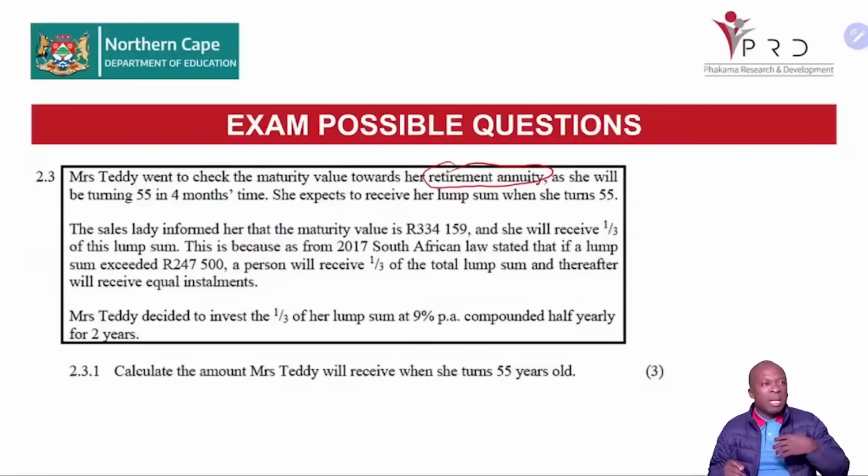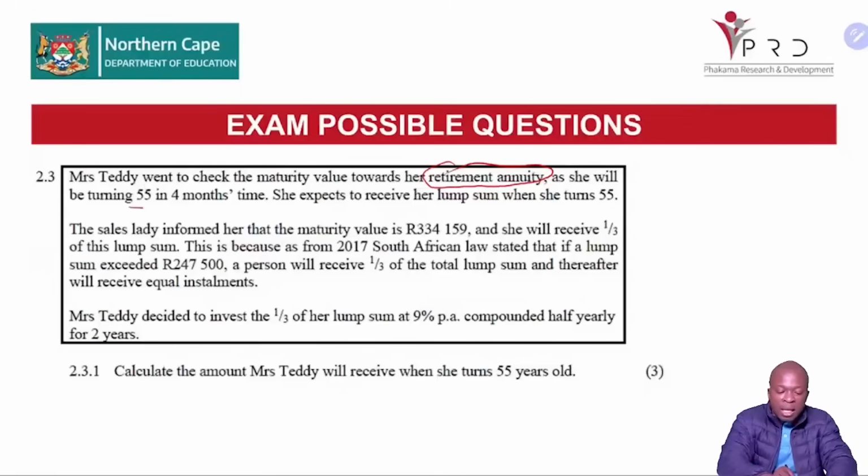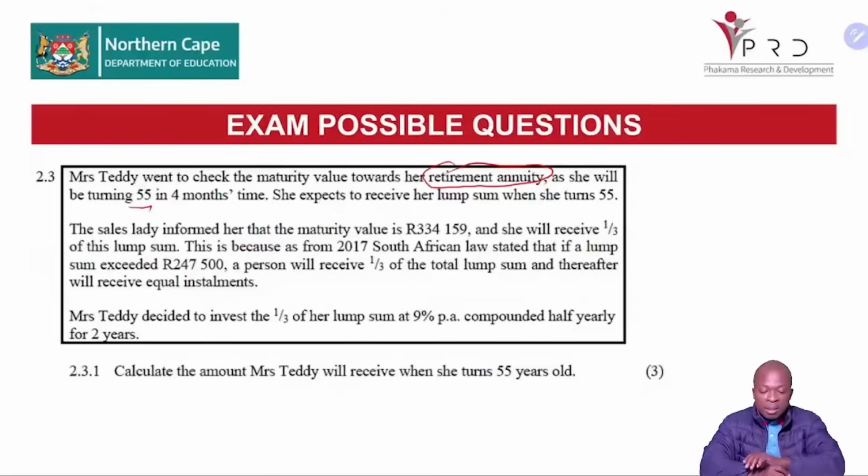You can get it from Old Mutual, from Momentum, from Sanlam. Once you make your own retirement fund arrangements where you pay something every month, we call it a retirement annuity. So she is about to turn 55 years in 4 months. So now she is asking to find out how much money she has on the side.